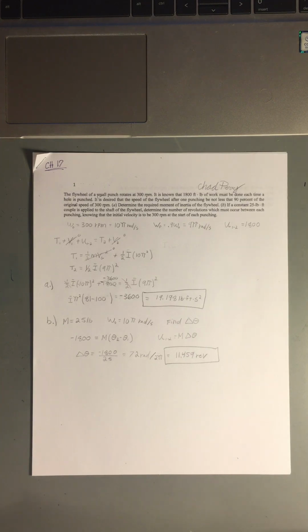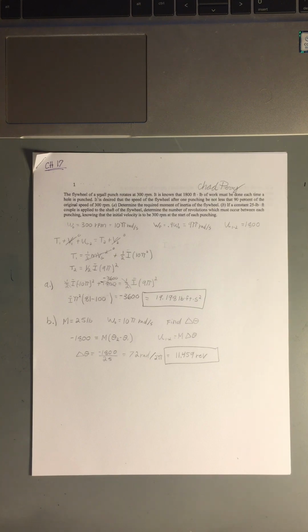The problem tells us that we have a small flywheel punch that's rotating at 300 RPM. And the first thing the problem wants us to find is the required moment of inertia to keep the speed where it needs to be for the punch to work properly.